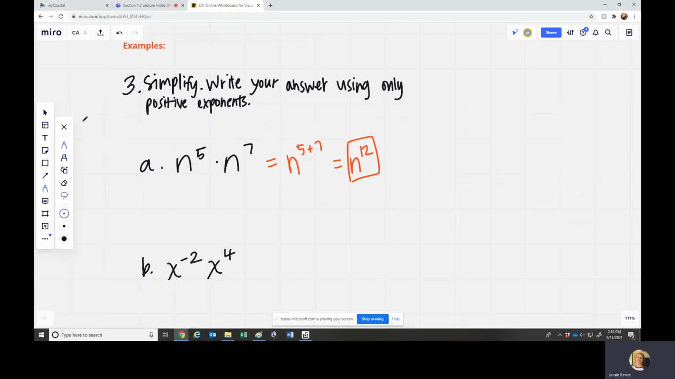All right, we have a similar situation here. These are being multiplied. We have x to the negative 2 times x to the 4th. All right, so we have the same base, so we're going to add the exponents. So we have x to the negative 2 plus 4. Negative 2 plus 4 is 2. It's the same thing as saying 4 minus 2. So that would be x to the positive 2.